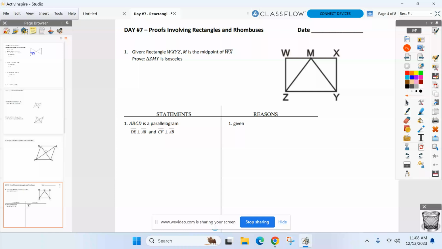So let's do a proof involving a rectangle so we can use the new properties on these proofs. Nothing's really new here, right? I'm trying to prove triangle ZMY is isosceles. How do we show it's isosceles? Show it's got what? Congruent sides. So we can do this, right? I can prove that's true somehow, or I can prove the angles are congruent.